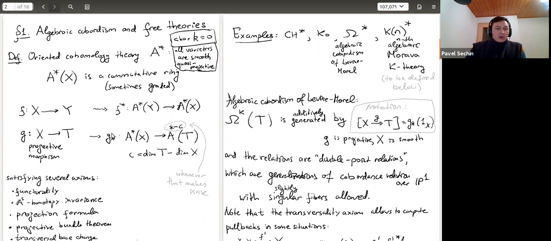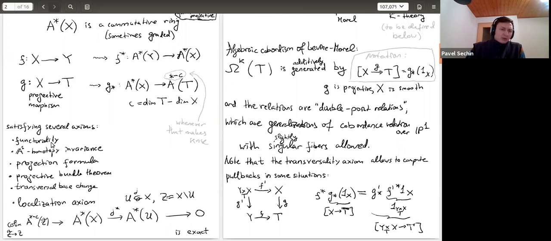And all this data of all the rings and pullbacks and push forwards has to satisfy several axioms. I've written them down. Of course, the pullbacks and push forwards have to be functorial with respect to composition of morphisms. There is A1 homotopy invariance, projection formula, projective bundle theorem, transversal base change. These are all, I hope, quite well-known properties of cohomology theories in algebraic geometry. But we most likely won't use them.